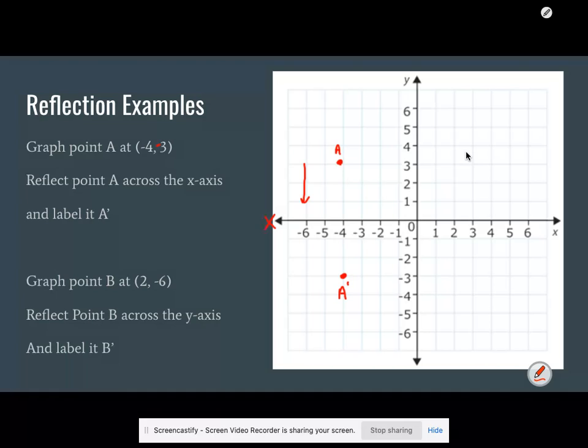But you could graph a whole bunch of points on a coordinate plane and you would be able to tell A is the original and then A with a little tick mark above it is the reflection. So if I wanted to graph point B, I would graph that at 2, -6.